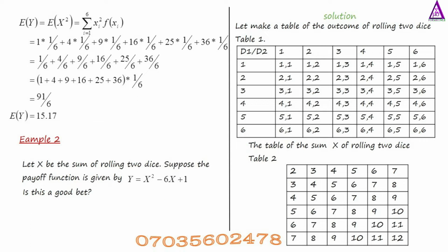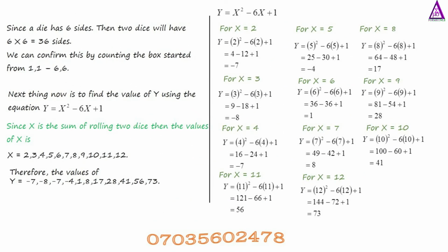The question now says, is this a good bet? Let's make a table of the outcome of rolling 2 dice. So the sum of table 1 is displayed in table 2. To obtain the value of y, we're going to put each value of x into the equation given, which is y equal to x squared minus 6x plus 1.